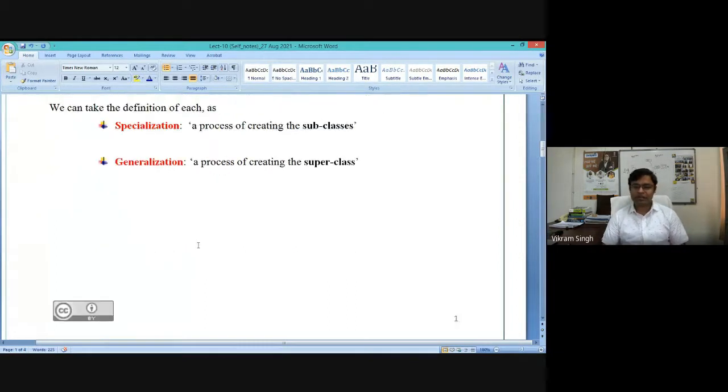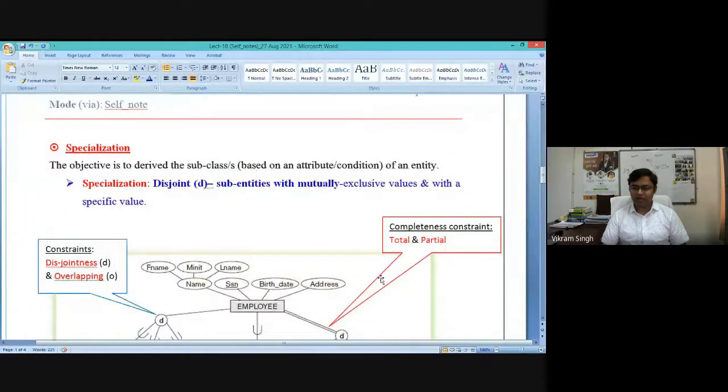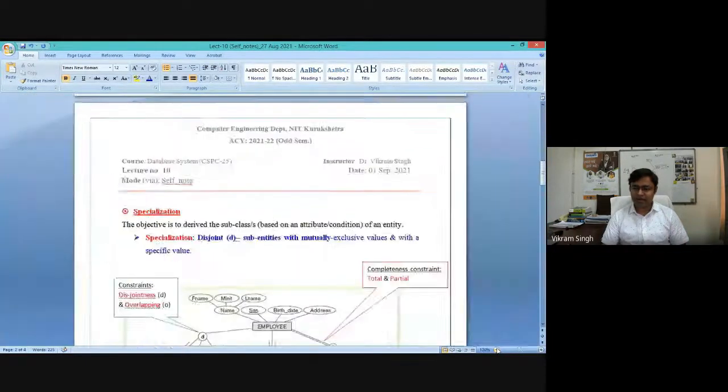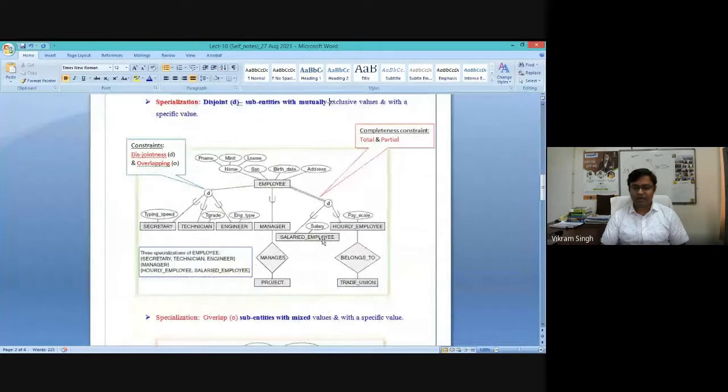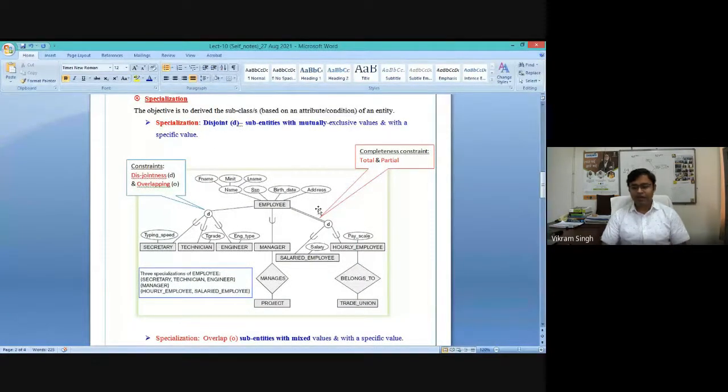First, let's see the specialization and how it is implemented, or how it could affect the basic ER diagram. You can see in this figure that we have placed the entity named employee. We assume that we have created an ER diagram of the database requirements, and in that ER diagram we have realized an entity as employee. The employee entity could have attributes like first name, birth date, address, typing speed, T grade, engineering type, pay scale.